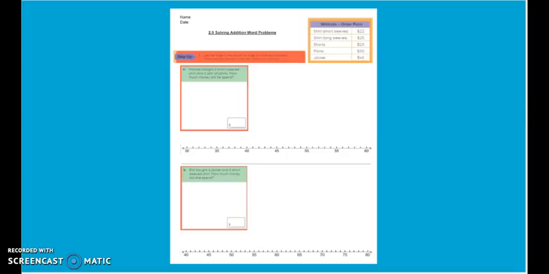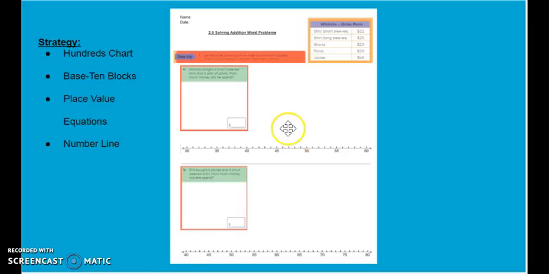So on this page, think about the strategies we have learned. You can either use a hundreds chart and draw in this space the part of the hundreds chart you used. You could draw base 10 blocks in one of these areas. You could use place value equations where we added on 10, then 1s, or you can use equations to add on 1s, then 10s. And the last strategy we learned was the number line. I want you to make sure that you use 2 strategies to show your work on this page.